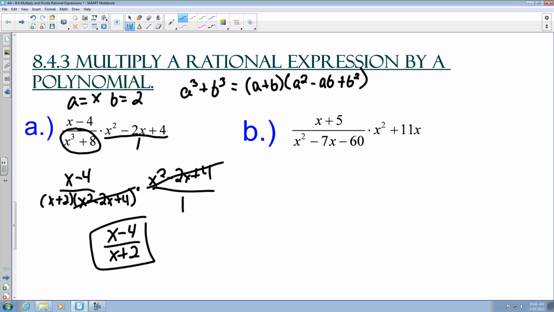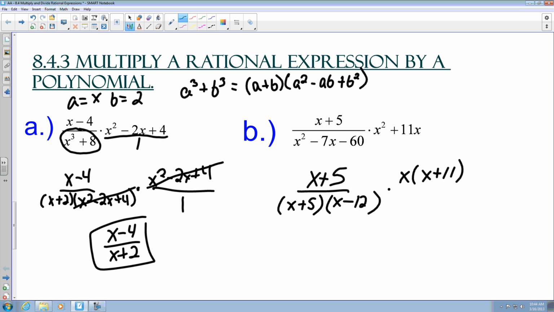Okay. The next one. First off, I can't do anything with this numerator here. I can use reverse FOIL for my denominator. So I got x and x, plus and minus, and this is going to be a 5 and a 12, multiplied by x squared plus 11x. I can factor out an x here, so here I can cancel this and that, and that's it. So if I multiply this across, I'm left with x times the quantity x plus 11, all of which is divided by x minus 12.